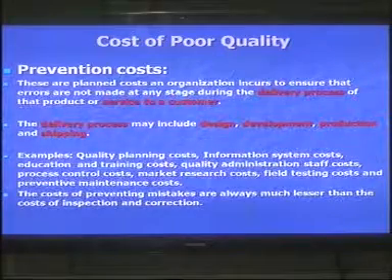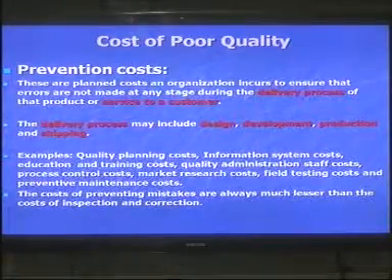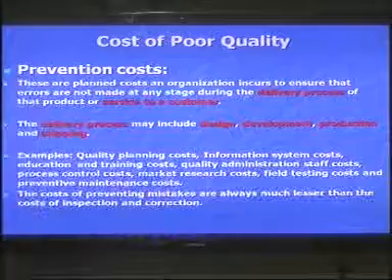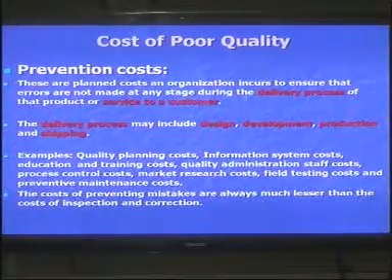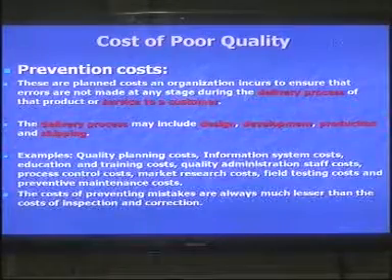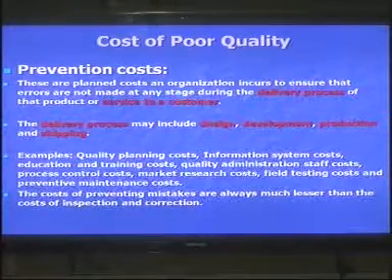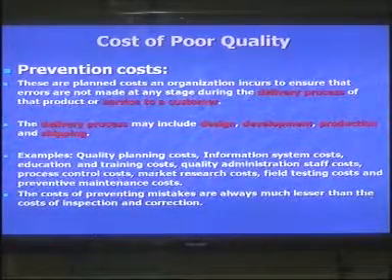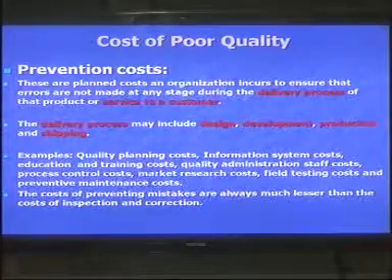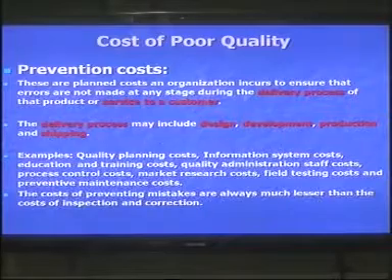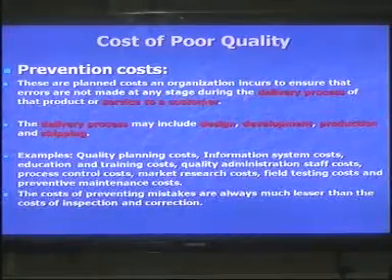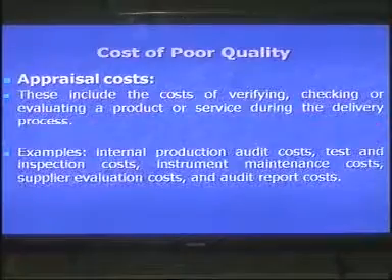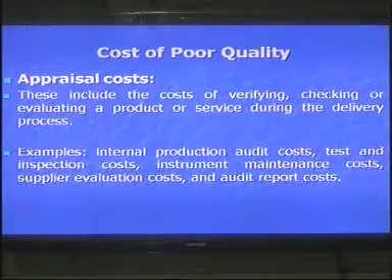Preventive costs or prevention costs. These are planned costs an organization incurs to ensure that errors are not made at any stage during the delivery process of that product or service to a customer. The delivery process may include design, development, production, and shipping. For example, the quality planning costs, information system costs, education and training costs, quality administration staff costs, process control costs, market research costs, field testing costs, and preventive maintenance costs. The cost of preventing mistakes is always much less than the cost of inspection, and so you must always try to prevent rather than handle the claims.